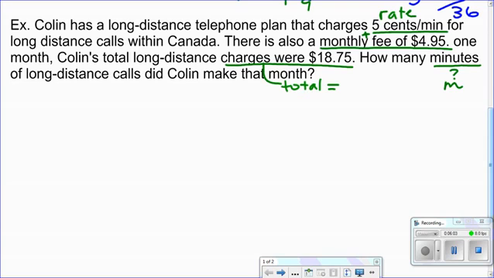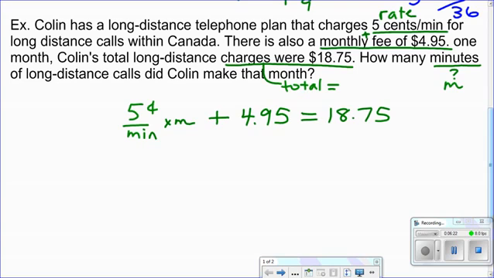So he has a rate of 5 cents per minute for some number of minutes that we don't know, plus a flat fee of $4.95. We'll leave the money signs out for now. And the total is $18.75. And we want to know how many minutes he can talk for. So that means we're going to be looking for M.